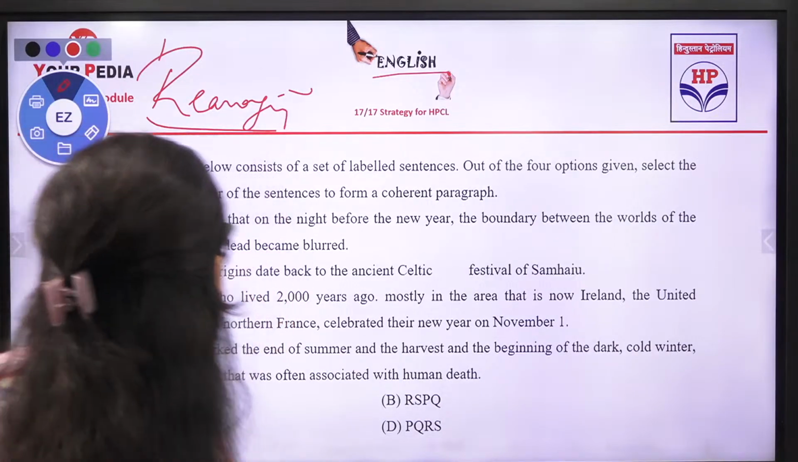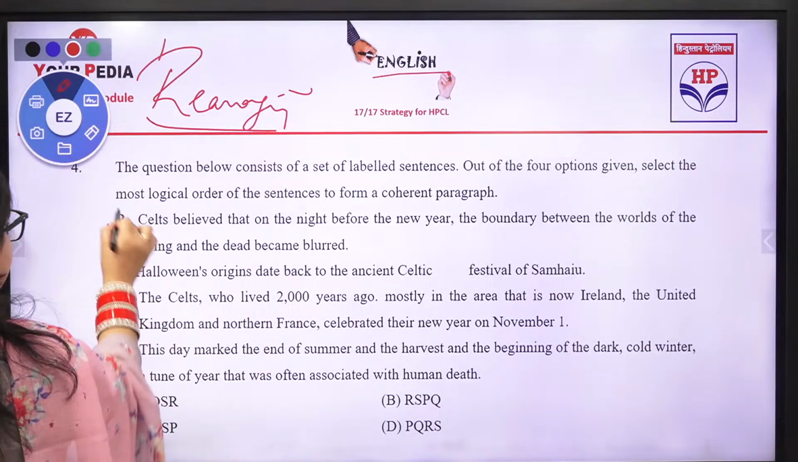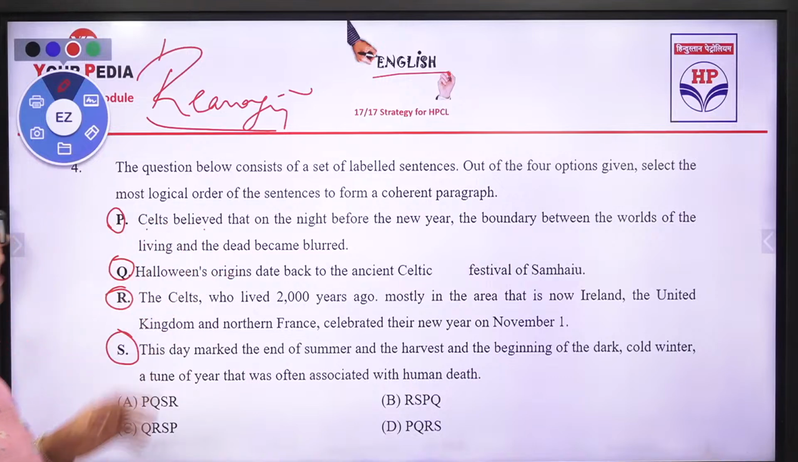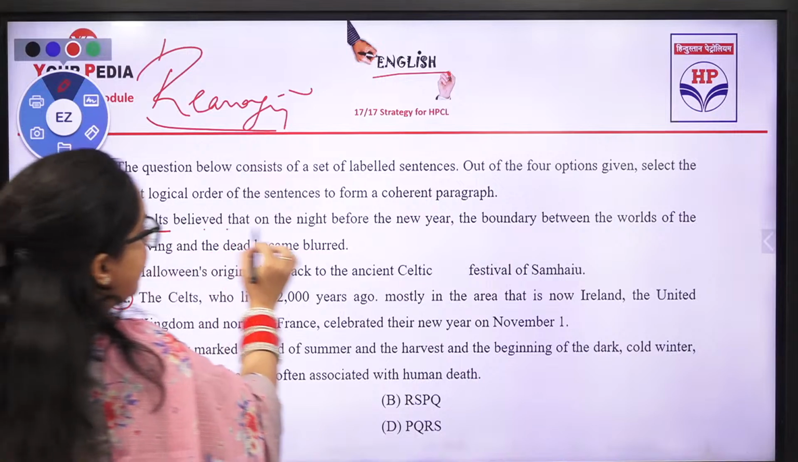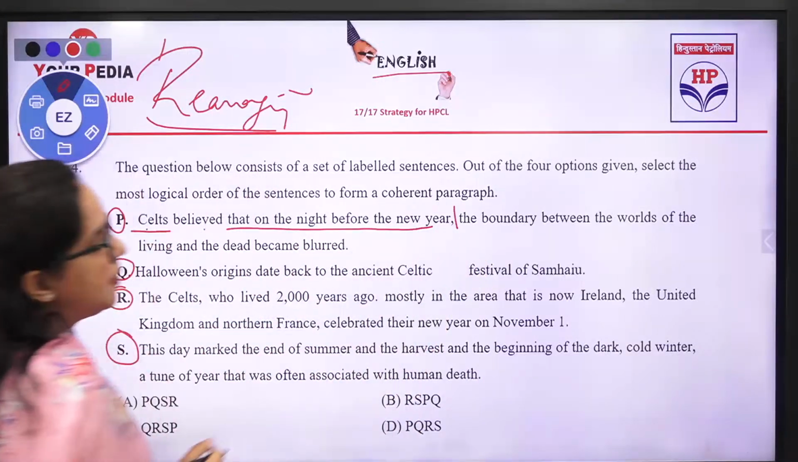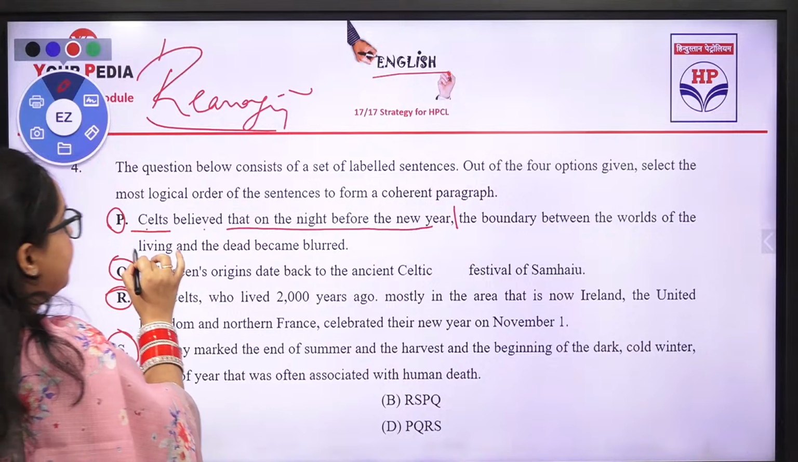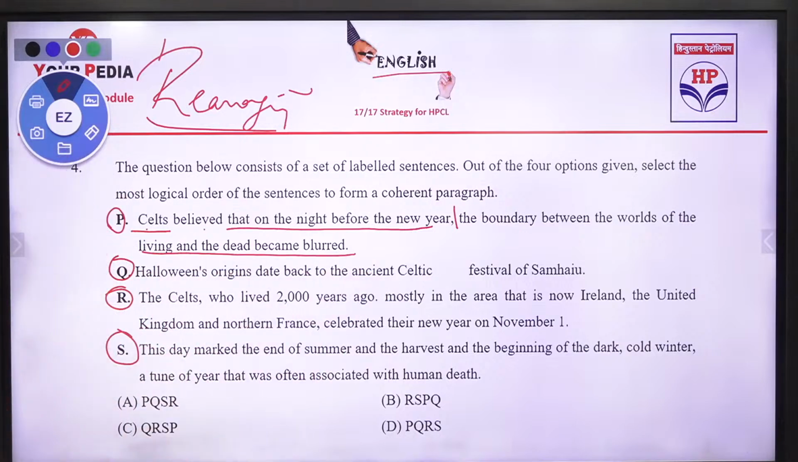We have four options: P, Q, R, and S. P states, whenever you are dealing with jumbled sentences, Celts believed that on the night before the new year, the boundary between the worlds of living and the dead became blurred. So they're talking about a night before the new year when the boundary between the worlds of living and dead became blurred.